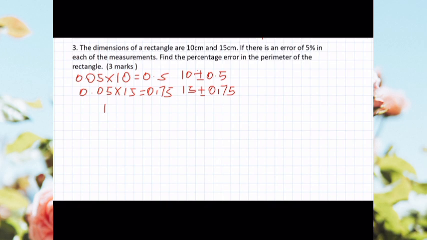And hence, we can now go ahead and calculate the perimeter. In order to get the percentage error in the perimeter, we shall require the maximum perimeter, the minimum perimeter, and also the actual. So we know that the perimeter of a rectangle is given by 2 in brackets length plus width. And so we know here that the actual is going to be twice 10 plus 15.